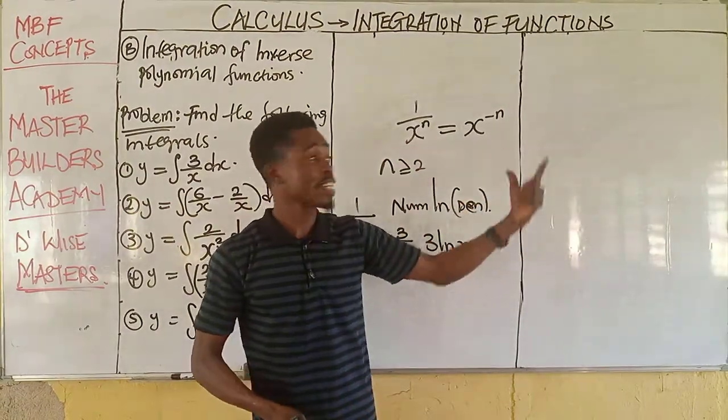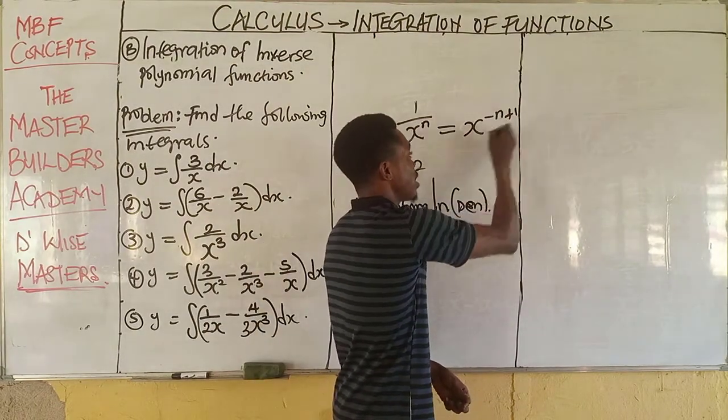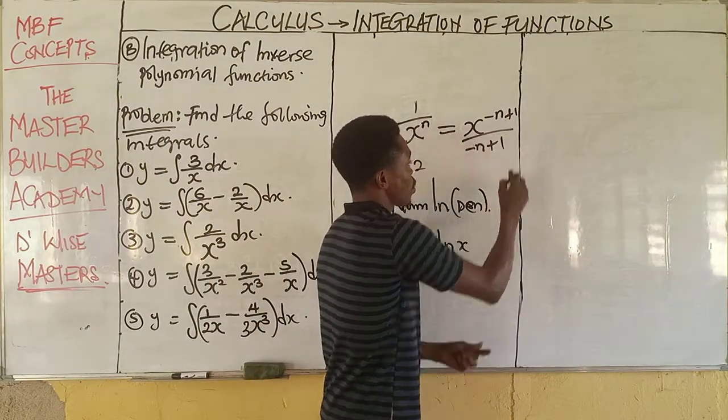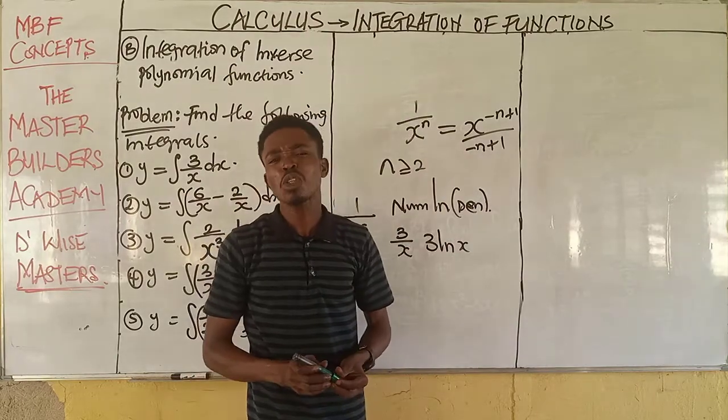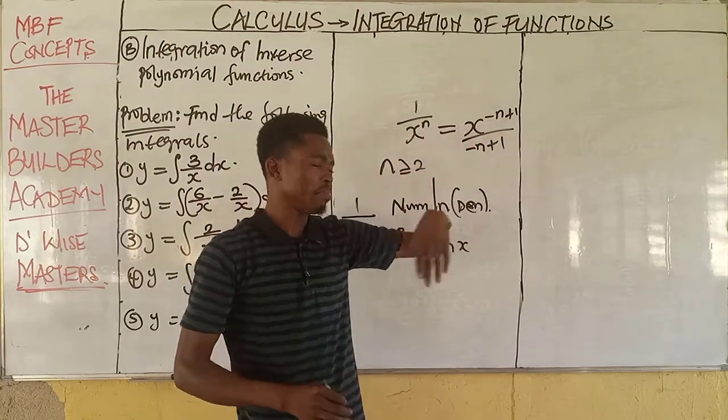Then you can integrate. Increase the power by 1, plus 1, then all over n plus 1. This will become your answer. But I don't want us to go through this Israelite journey.